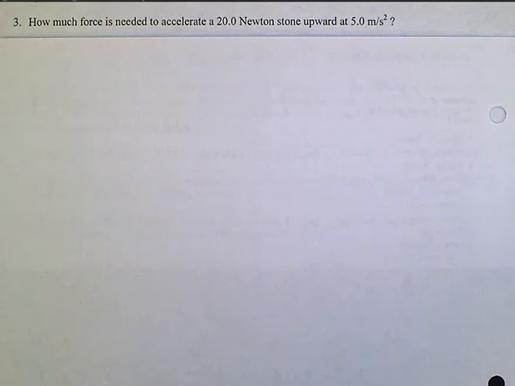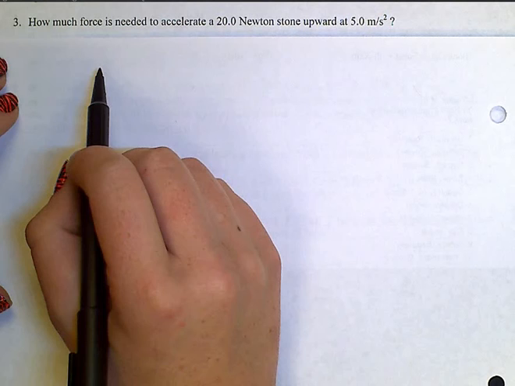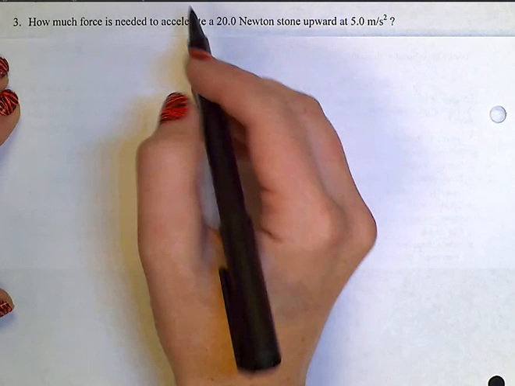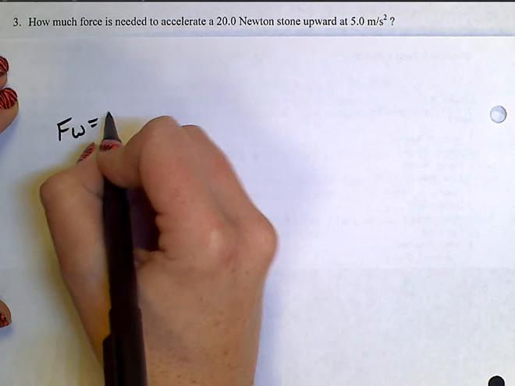Here's number 3 on the bottom of the back of the orange sheet in the net force section. How much force is needed to accelerate a 20 Newton stone upward at 5 meters per second squared? So I'm looking for the amount of force that needs to be applied. A 20 Newton stone, when it's used as an adjective like that, is telling you the weight. So I know that my weight is 20 newtons.